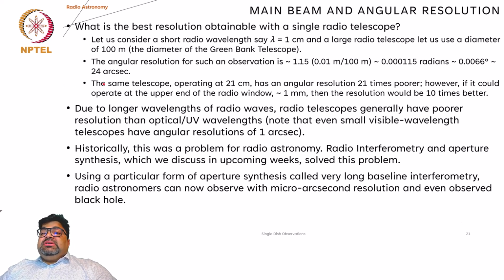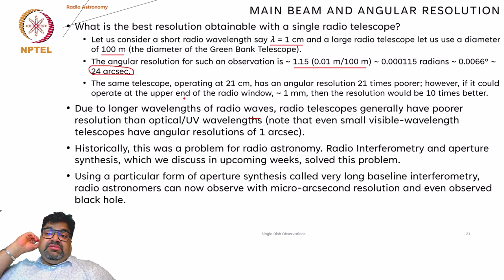Now let us consider a short radio wavelength, say for example 1 centimeter, and a large telescope of diameter 100 meter like the Green Bank telescope. The angular resolution for such an observation is about 1.15 times this ratio, which comes out to be 24 arc seconds. So that's the HPBW of this Green Bank telescope at 1 centimeter wavelength.